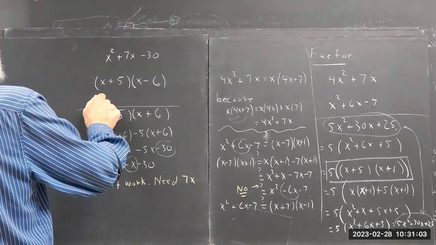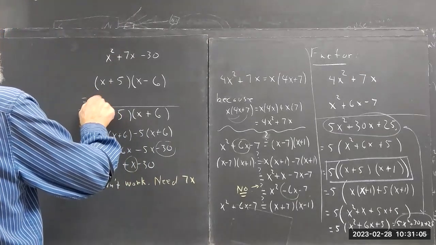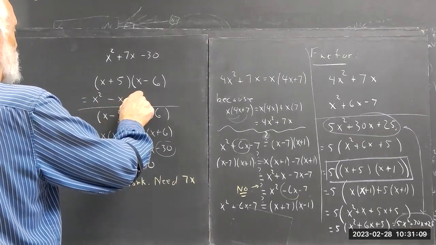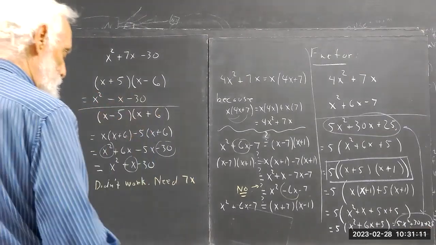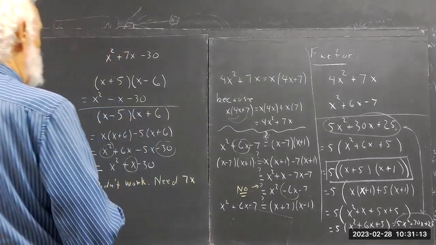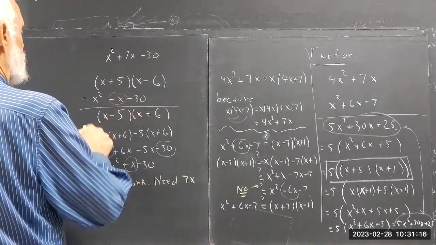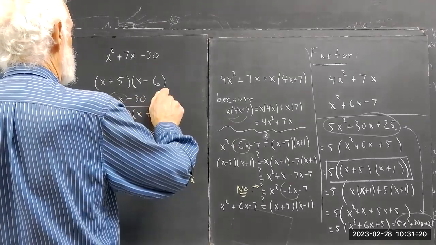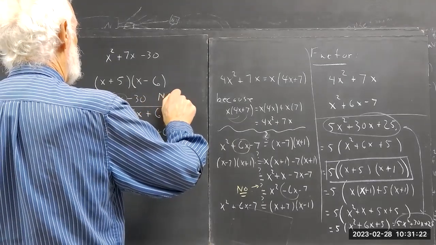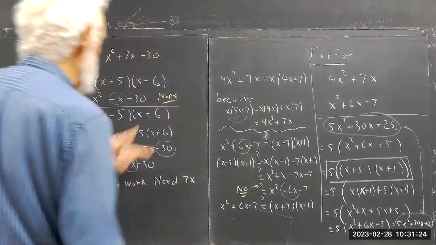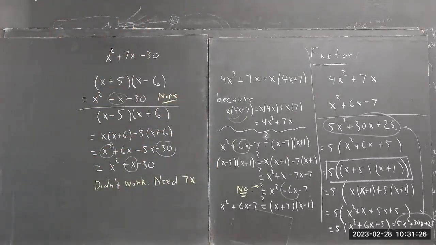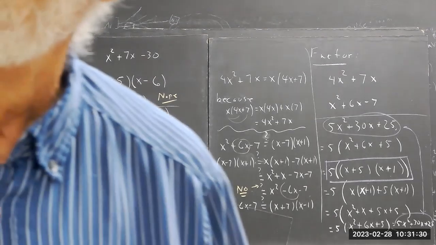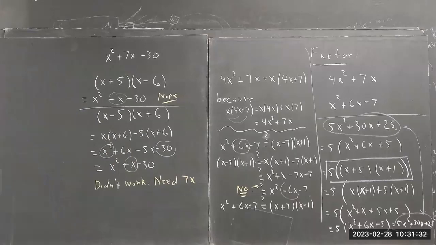Now, I'm just going to write it out. This is x squared minus x minus 30, and this doesn't match. Right, no. Or ain't so. Whatever we need to write to indicate that this trial didn't work.